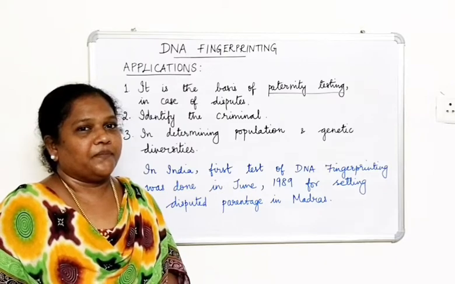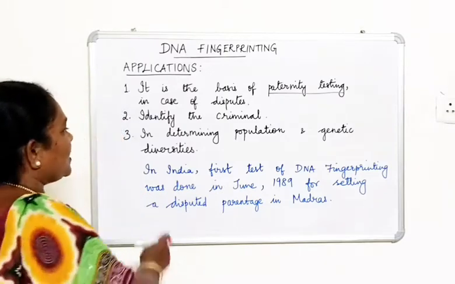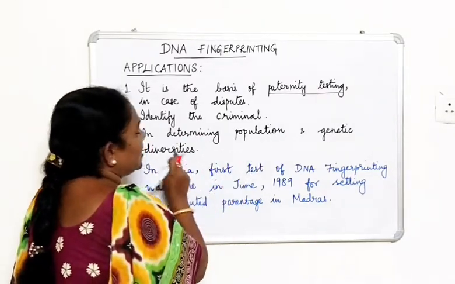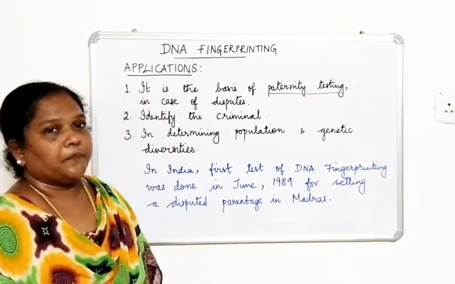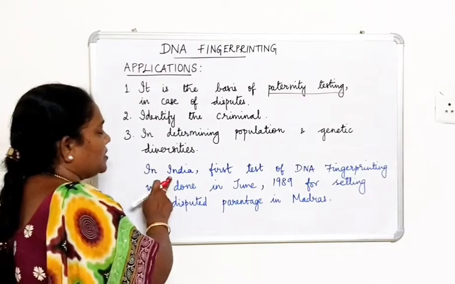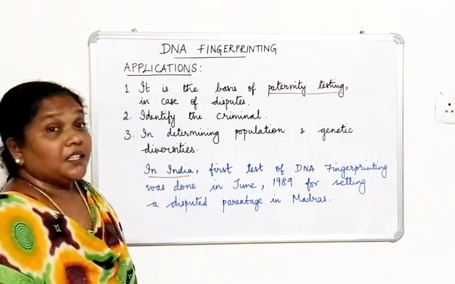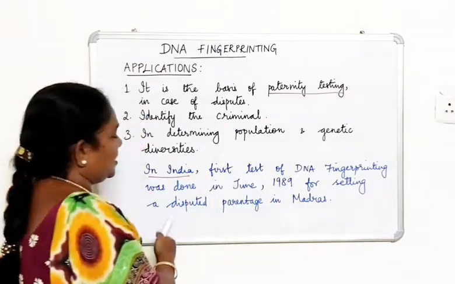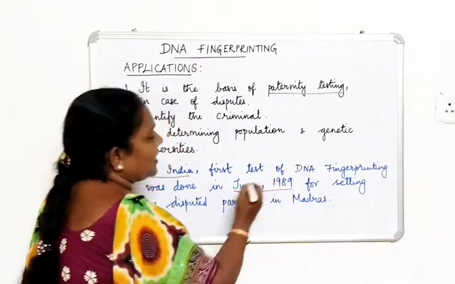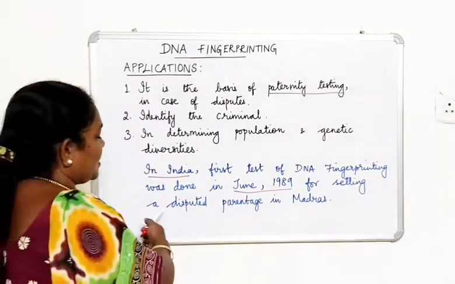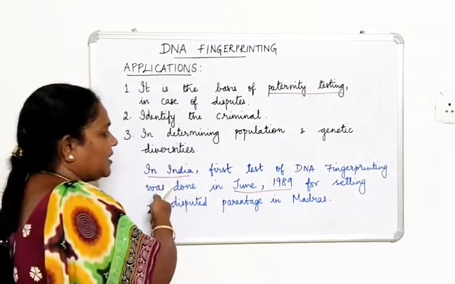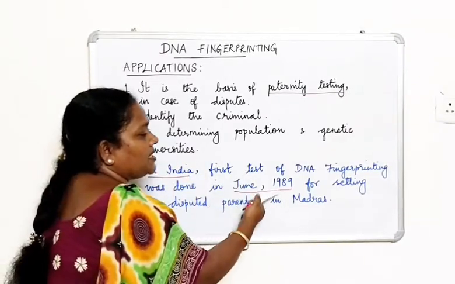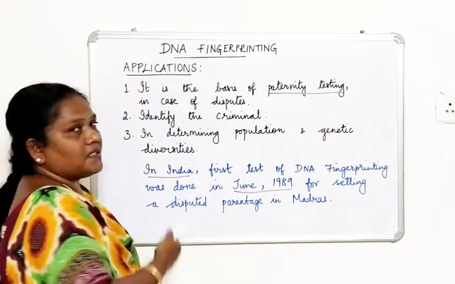And you will be able to identify the criminal even after several years. Okay? Next one, even in determining population and genetic diversity, DNA fingerprinting has become very successful. And one important thing I have to mention here is, in India, the first test of DNA fingerprinting was done in June 1989, for settling a disputed parentage in Madras. So first in India it was done in Chennai, June 1989, for the same parental dispute, right?